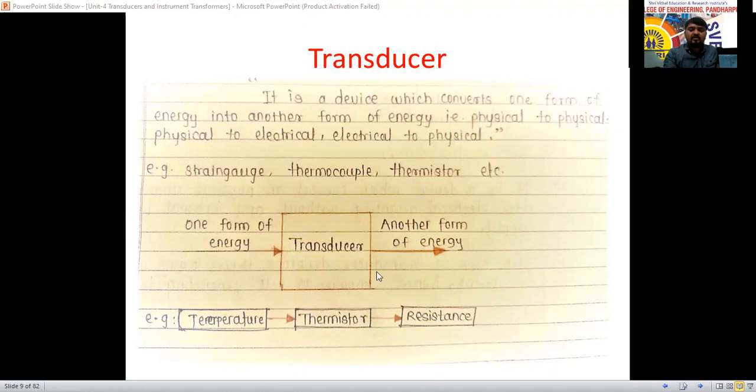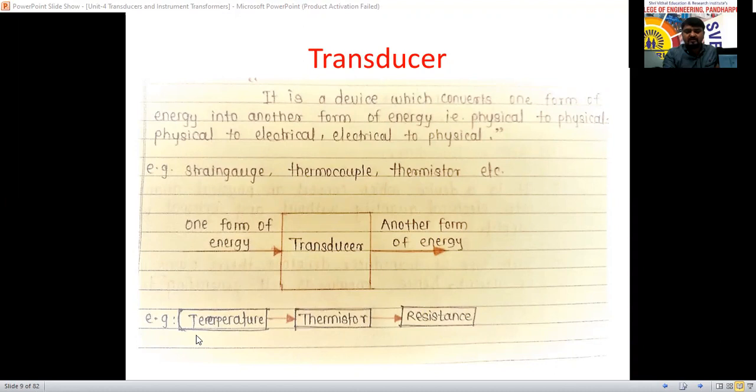This is the block diagram of a transducer. One form of energy is given as input, and the transducer converts it into another form of energy. For example, for the thermistor, we give temperature as the input, but we get the output in the form of resistance.